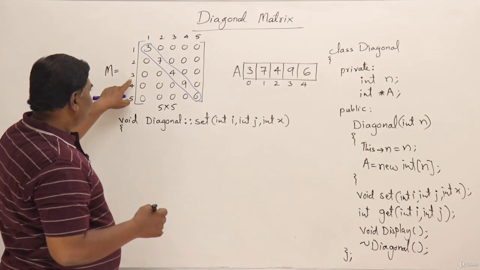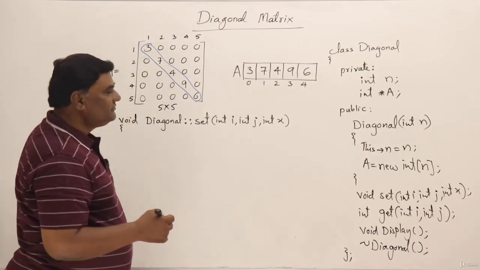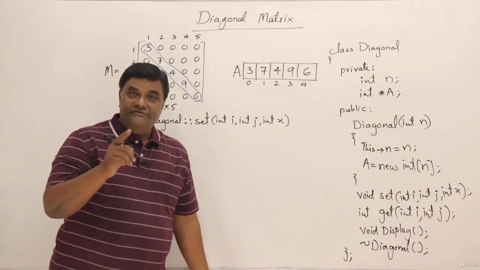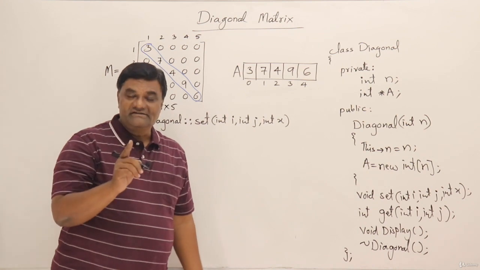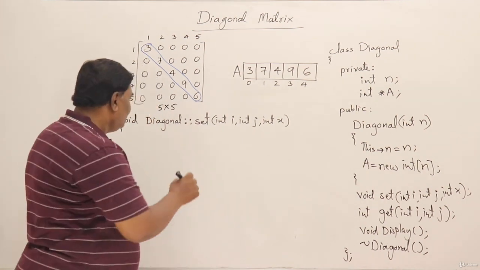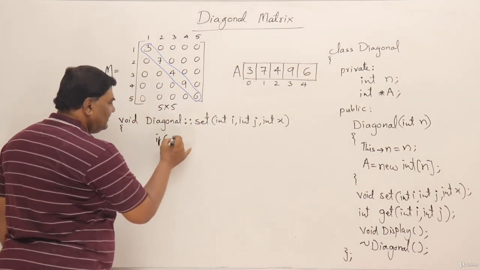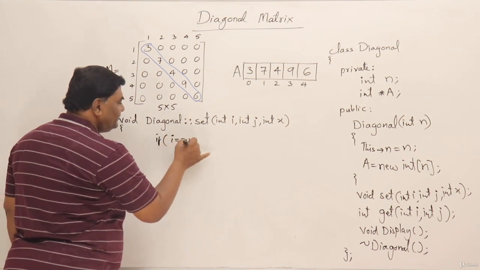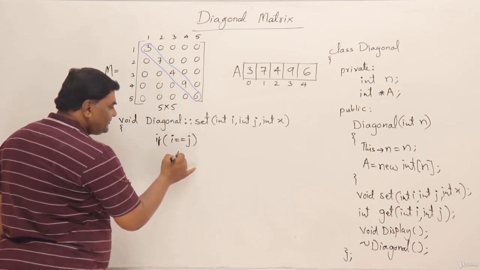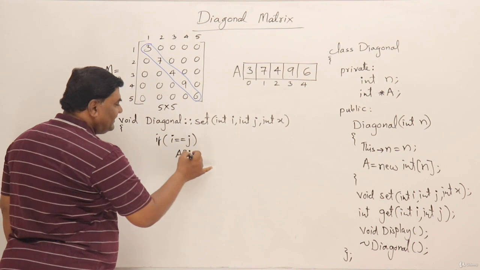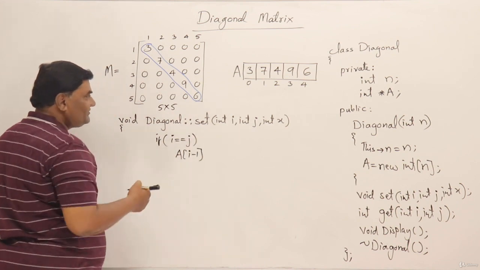Even if I give 3, 2, that is 0, so it should not store 0. First of all, it should check whether the indices are for the diagonal only or not. So if i is equal to j, then it should store the element in A of i minus 1. This is the formula we have seen.